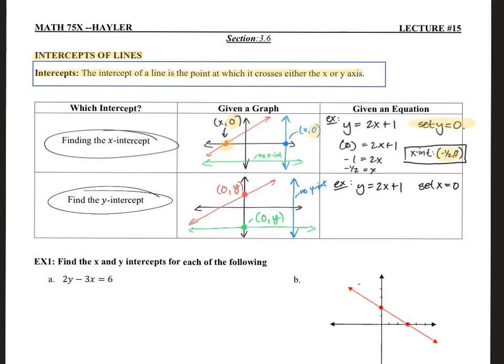Okay, so to find the y-intercept, we're going to set x to 0. So y equals 2 times 0 plus 1. That's going to be y equals 0 plus 1. Y equals 1. Alright, so the y-intercept, once again, we're going to answer as a coordinate point. 0, 1. Okay, so right here, setting x to 0 and setting y to 0 for finding intercepts is a very important tool to remember. So put that one in your toolbox.